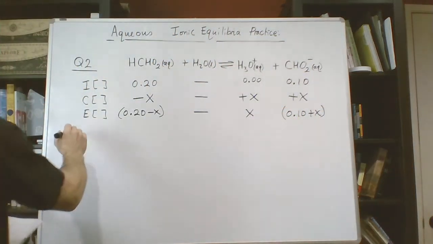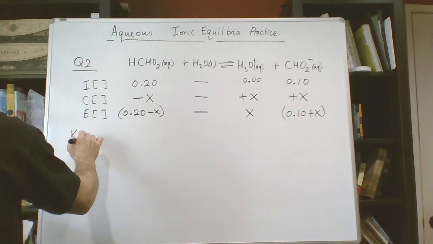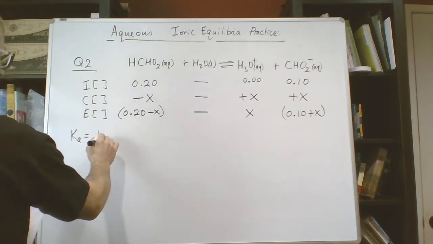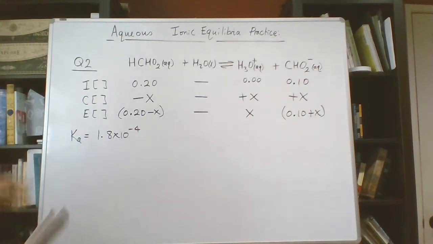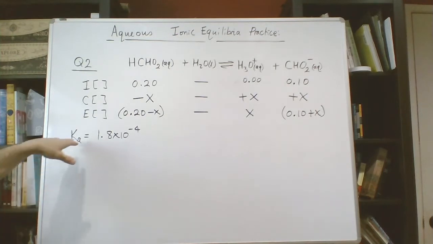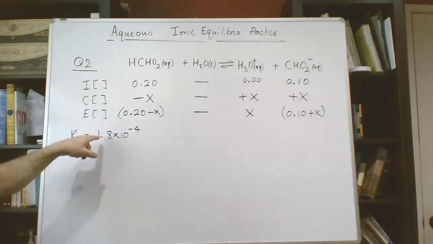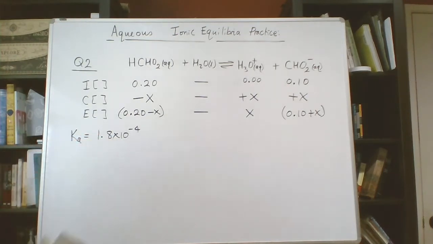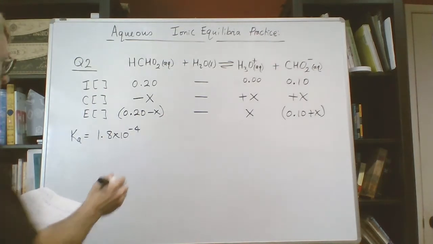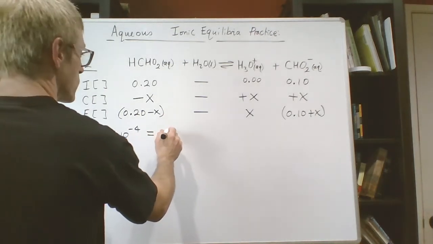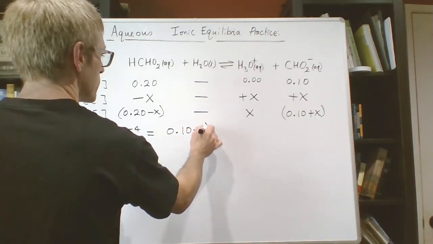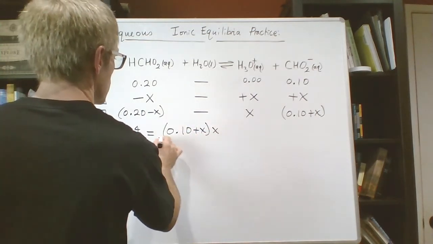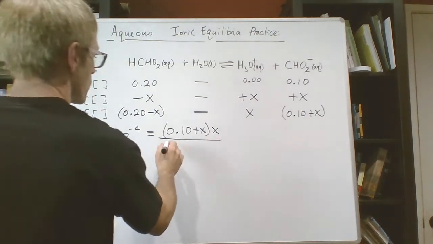We are again furnished with the acid dissociation constant. So we're told that this acid, which is formic acid, has an acid dissociation constant of 1.8 by 10 to the negative 4. This is equal to the product of the products divided by the product of the reactants.